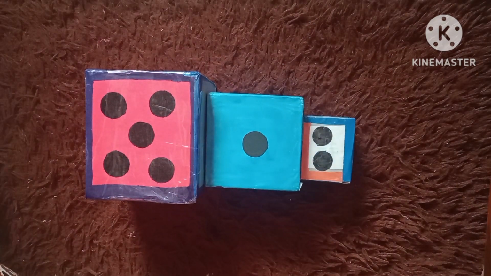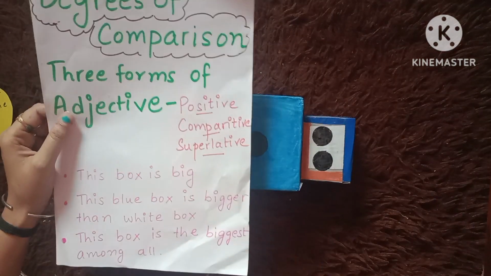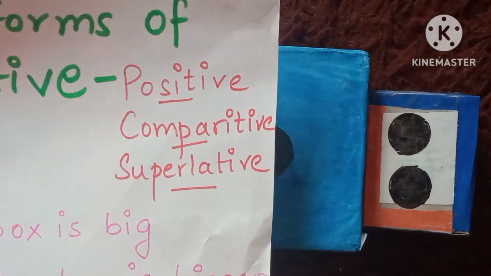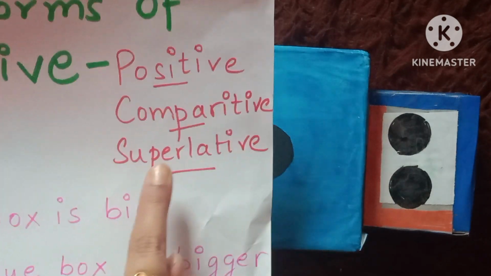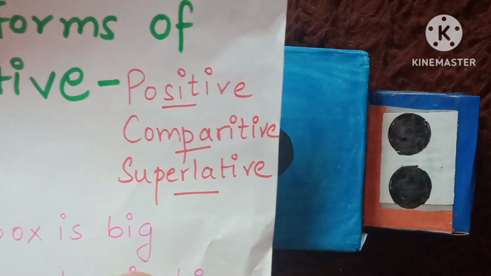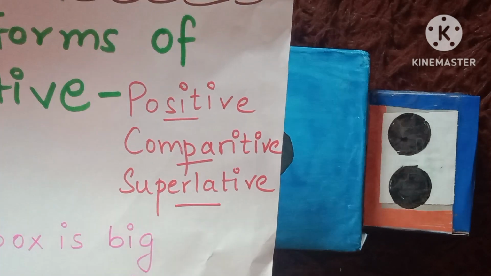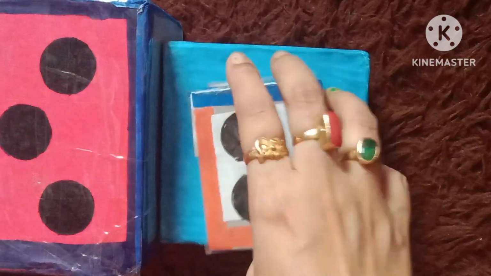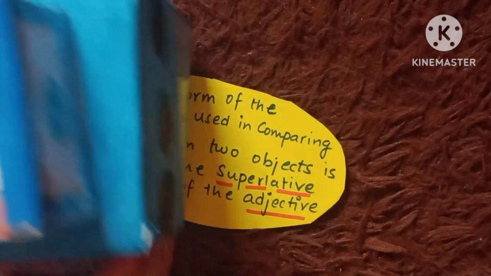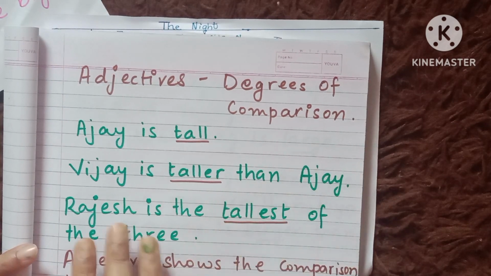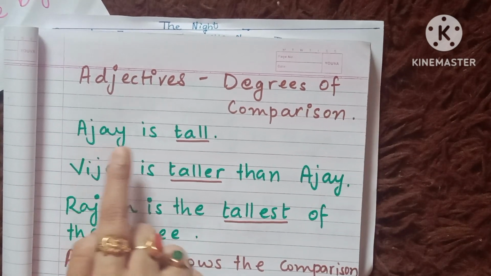Now let us see how to form them from the same adjective, because we have already seen the word is the same. We have to change the word to make it comparative, and for when we want to compare among more. There are a few rules which we follow to change all the words. Let us see the examples so that you can teach your kids how to change the words. So we have a few examples. Now we have adjectives, as I said, degree of comparison. The first sentence: Ajay is tall.